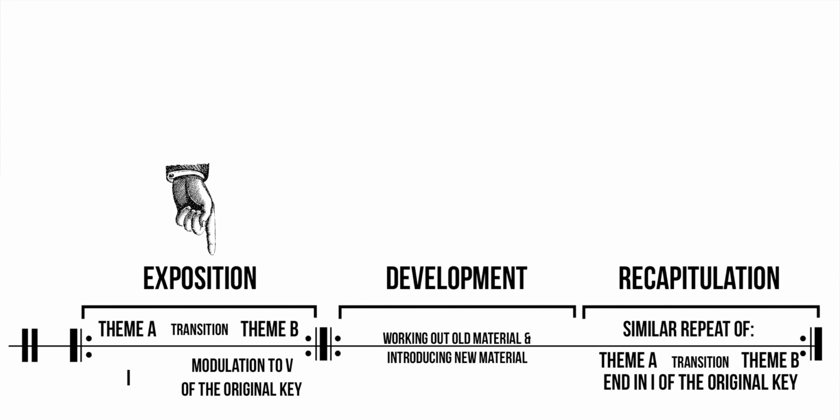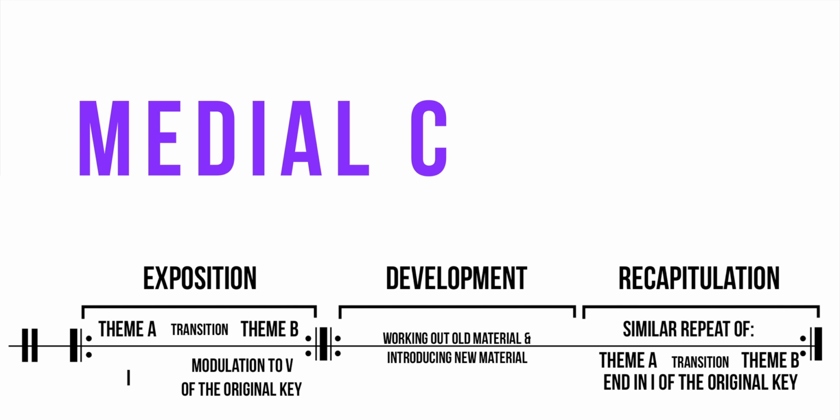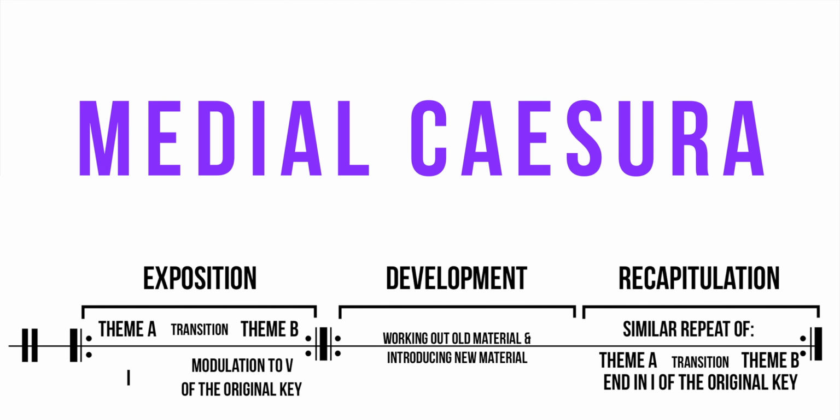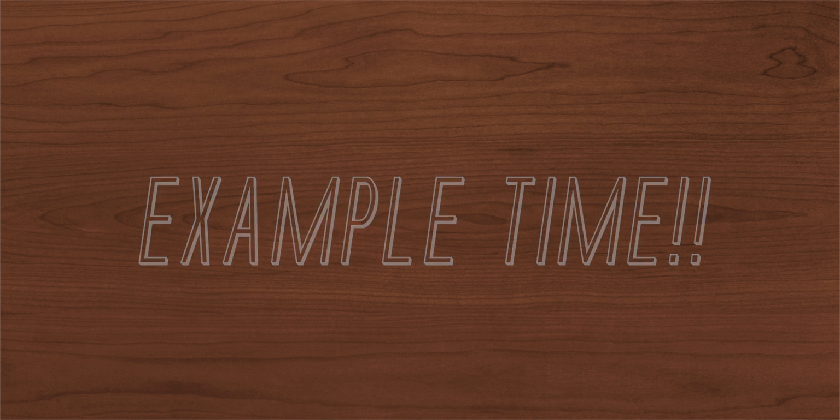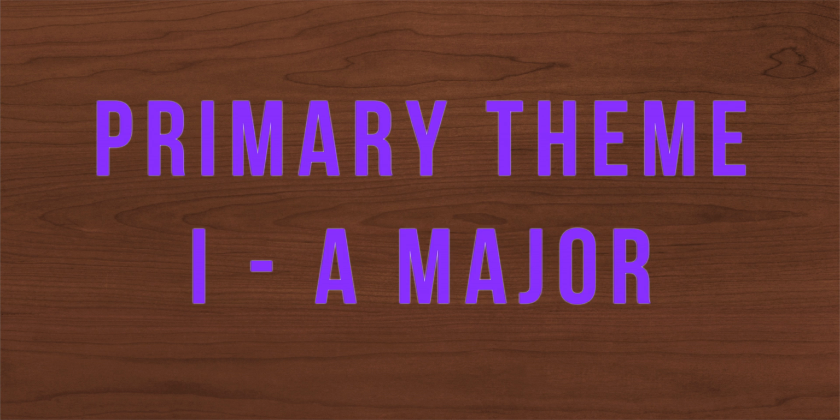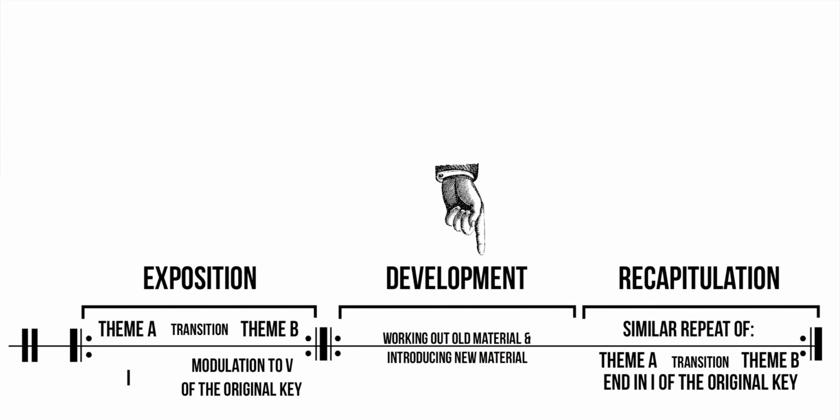The first section of this form is called the exposition. Here the primary theme of the piece is stated in the home key. This later transitions and ends on the arrival of the medial caesura, which is the major cadence, often accompanied by a musical pause in the middle of the exposition. Directly after the medial caesura, the secondary theme is stated in the dominant key. So for example, if we were in the key of A major, the secondary theme would start in the key of E major.